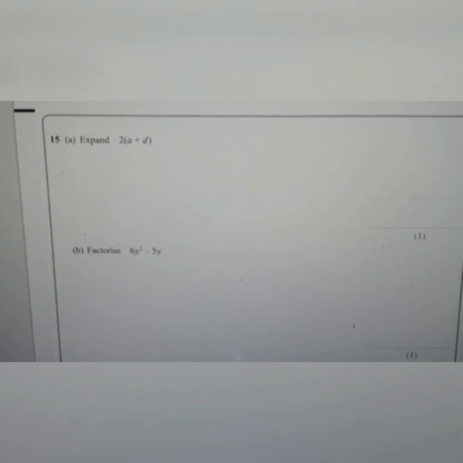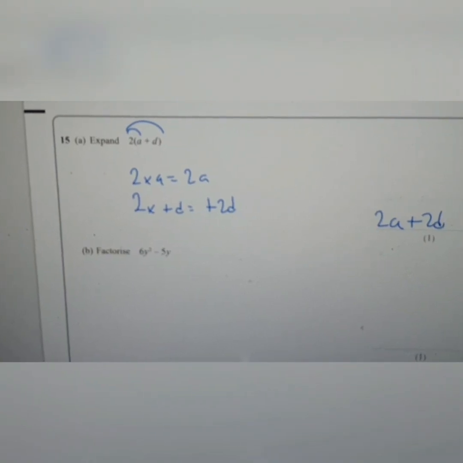Expand 2 bracket A plus D. So 2 times A is 2A, 2 times plus D is plus 2D. So it's 2A plus 2D. Right, second question.